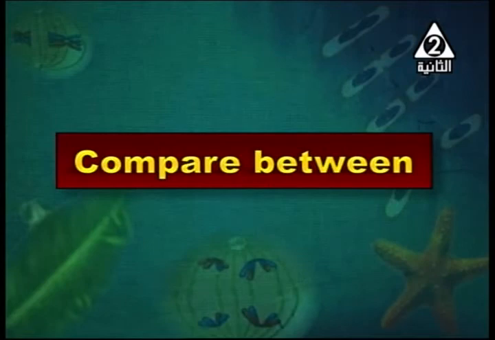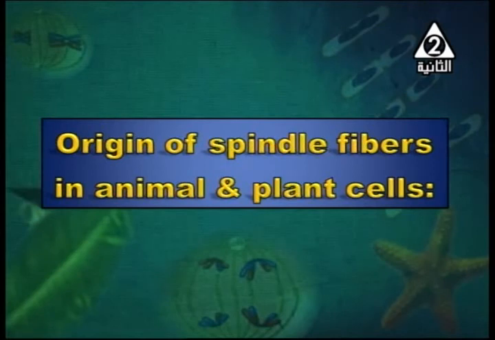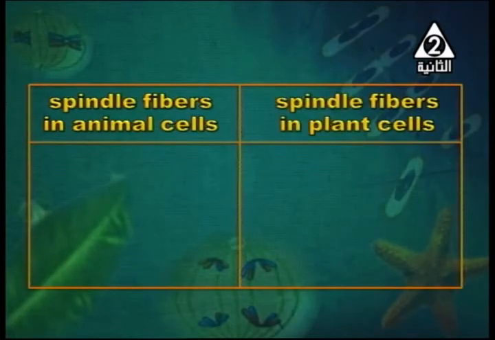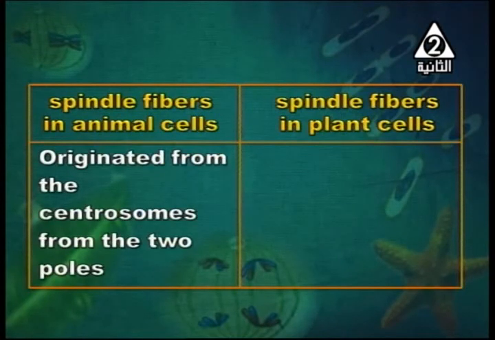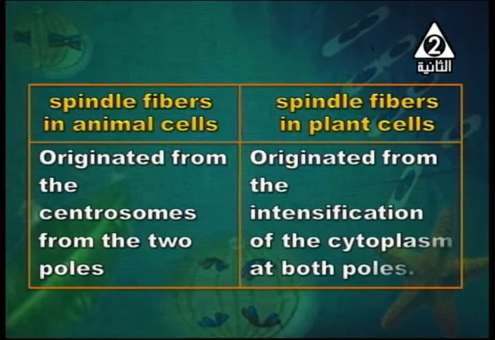Compare between: number one, the origin of spindle fibers in animal and plant cells. The spindle fibers in animal cells originate from the centrosomes at the two poles, while the spindle fibers in the plant cells originate from the intensification of the cytoplasm at both poles.